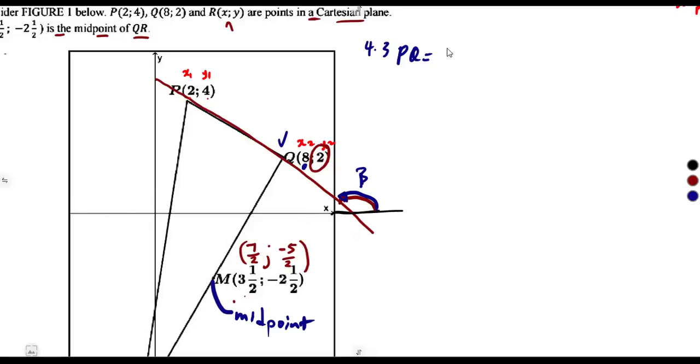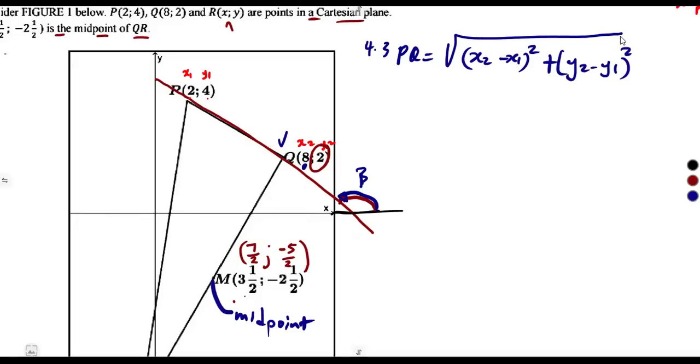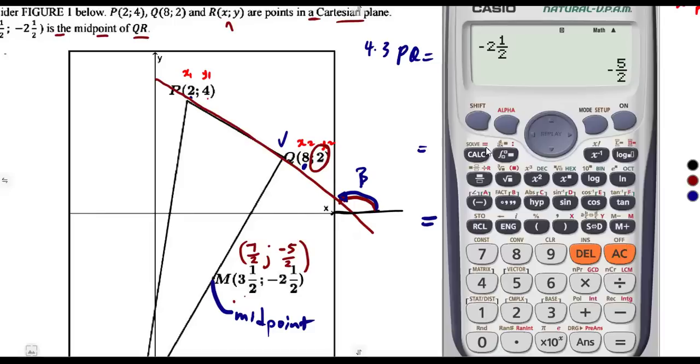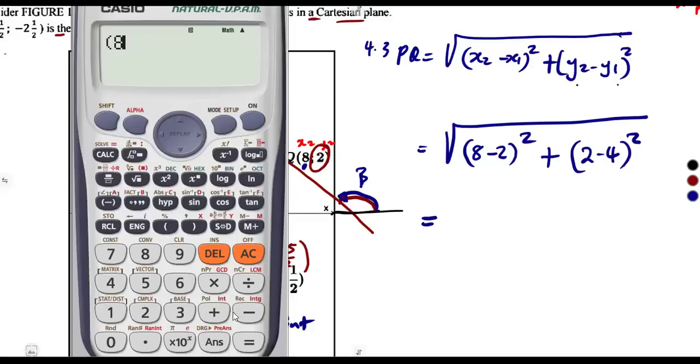So meaning to say PQ from the length or the distance of a line is the square root of x2 minus x1 squared plus y2 minus y1 squared. I'm going to substitute the x2, which is 8, the x1, that is 2. So that's 8 minus 2 squared plus y2 minus y1, that's 2 minus 4 squared. So simplifying this, we can even try to simplify stage by stage from our calculator. That's 8 minus 2 squared. Just open a bracket here. 8 minus 2 squared. All right, that's 36.